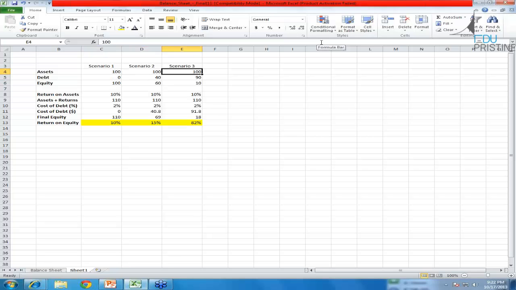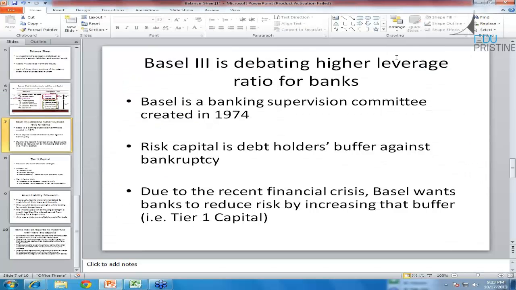Let's look at the extreme scenario, where I have the same amount of assets, $100, I'm borrowing $90, and I'm only putting in $10. So my leverage in this case is going to be what my assets are, divided by the equity. So I'm 10 times levered. Whereas here, I'm only 1 time levered. So what Basel is saying is that the leverage ratio for banks is just way too high.